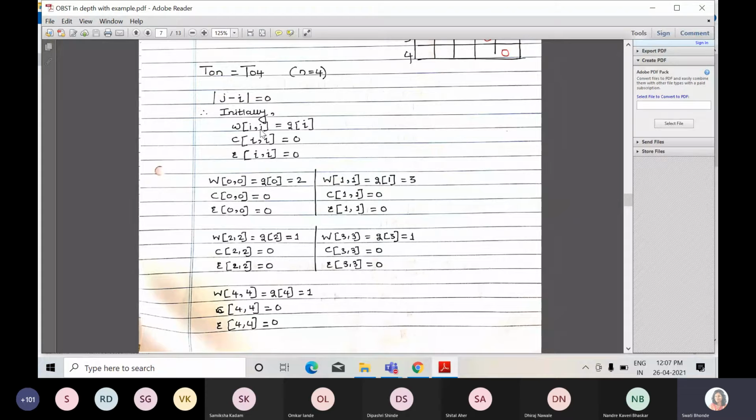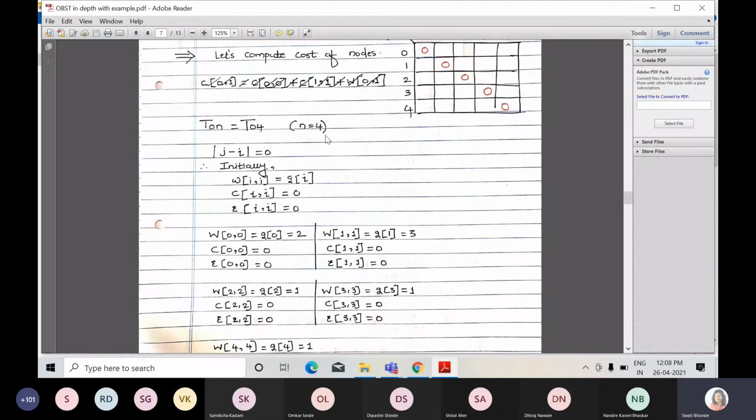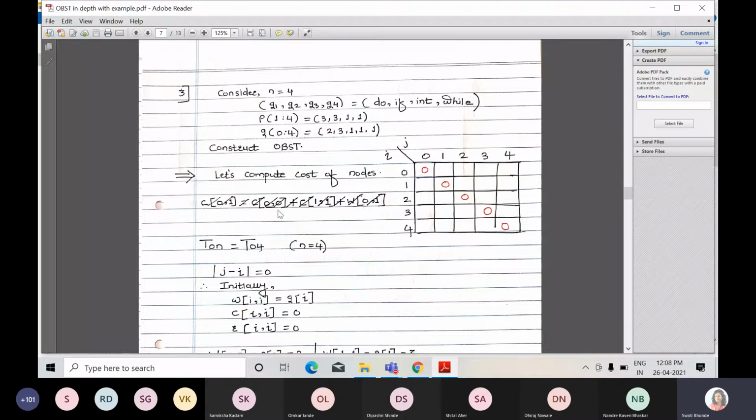So initially, these both things are the same. I comma j means 0 comma 0, 1 comma 1, 2 comma 2, 3 comma 3, 4 comma 4, and so on. This is the initial case. In the initial case, how should we write the value? W of i equal to Q of i. Now what is Q of i? Q of i is the probability of unsuccessful search.